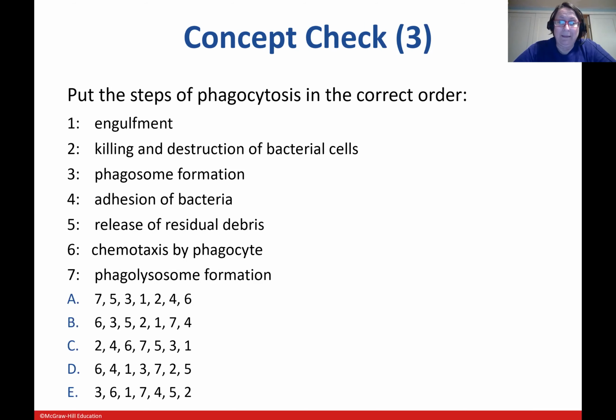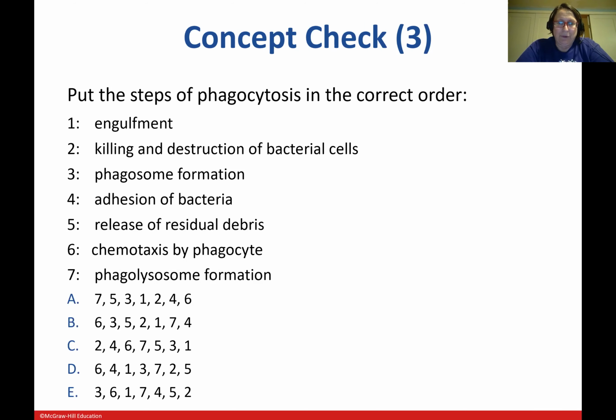So the adhesion of the bacteria would be the next thing. The macrophage comes running and then grabs onto the bacteria. And so the answer obviously is going to be D. The next step is engulfment.